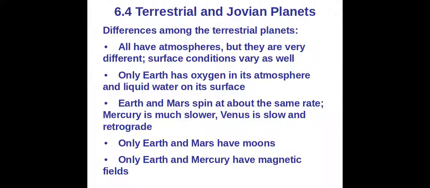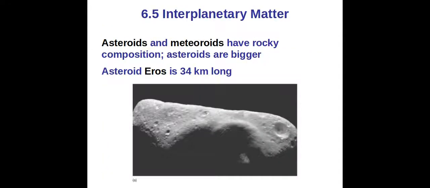Earth and Mars spin at about the same rate. Mercury is much slower. Venus is slow and retrograde. Only Earth and Mars have moons, and only Earth and Mercury have magnetic fields. As far as interplanetary matter goes, there are a ton of asteroids and meteoroids. And they have different compositions. Most of them are rocky. Asteroids are bigger. The asteroid Eros is 34 kilometers long. So obviously it would be a bad day if that slammed into something.